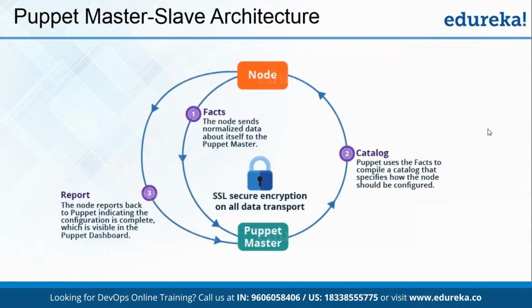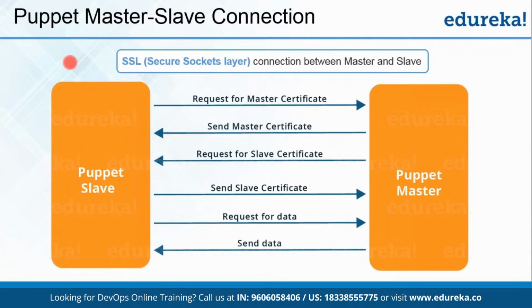Alright guys, so we'll move forward and we'll see how actually the connection between the Puppet Master and Puppet node happens. So this is how the Puppet Master and Slave connection happens. First of all, the Puppet Slave requests the Puppet Master certificate, alright? It sends a request for the Master certificate, and once Puppet Master receives that request, it will send the Master certificate. And once Puppet Slave has received the Master certificate, Puppet Master will again send a request to the slave regarding its own certificate, alright? So it will request the Puppet agent to send its own certificate. The Puppet Slave will generate its own certificate and send it to Puppet Master.